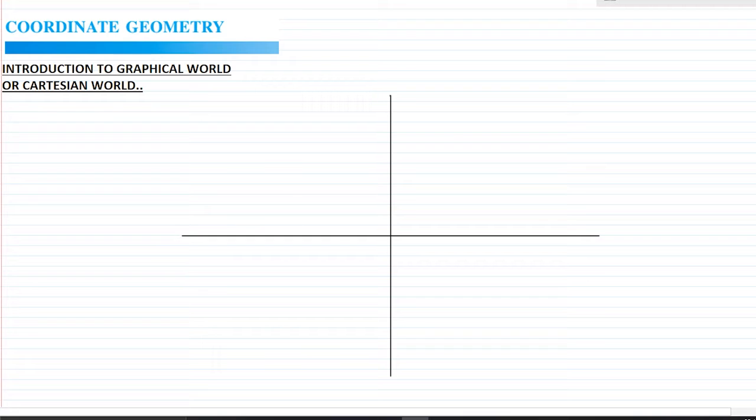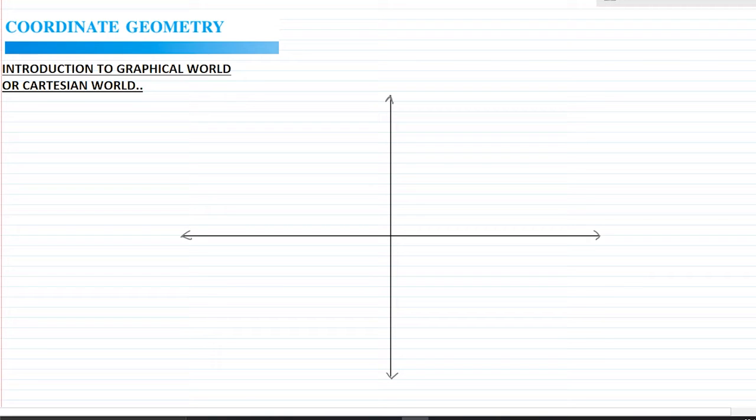You all know that the graph and the Cartesian plane are the same. Graph paper and Cartesian paper are the same. If someone asks what Cartesian paper is, it's just graph paper. I'll be teaching you the basics about the graph, like plotting and everything properly.